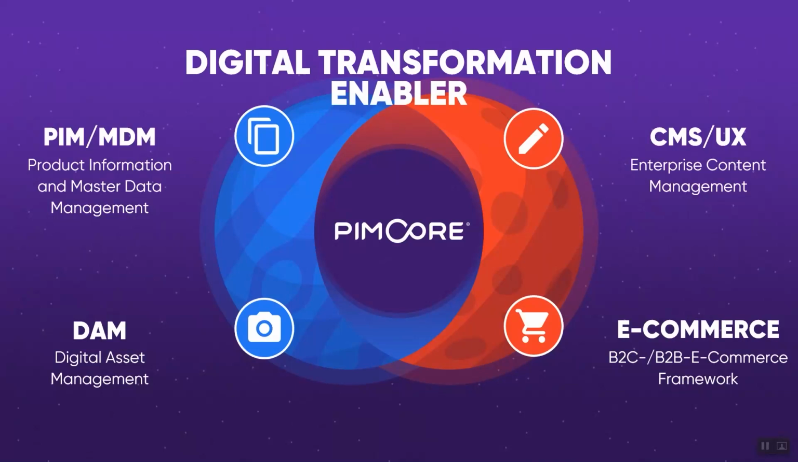Actually, there are two major approaches for digital transformation projects. One is the best of breed approach, which means to select separate specialized systems for all the needed areas and modules and connect these systems with each other via interfaces. And the other approach is the integrated approach, which follows Pimcore as it integrates all these modules into one platform, into one system, and this is one of the major USPs of Pimcore.